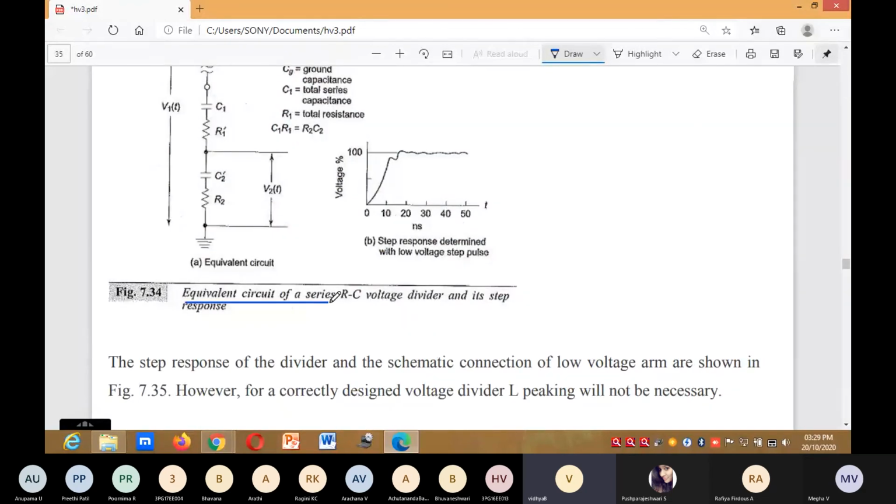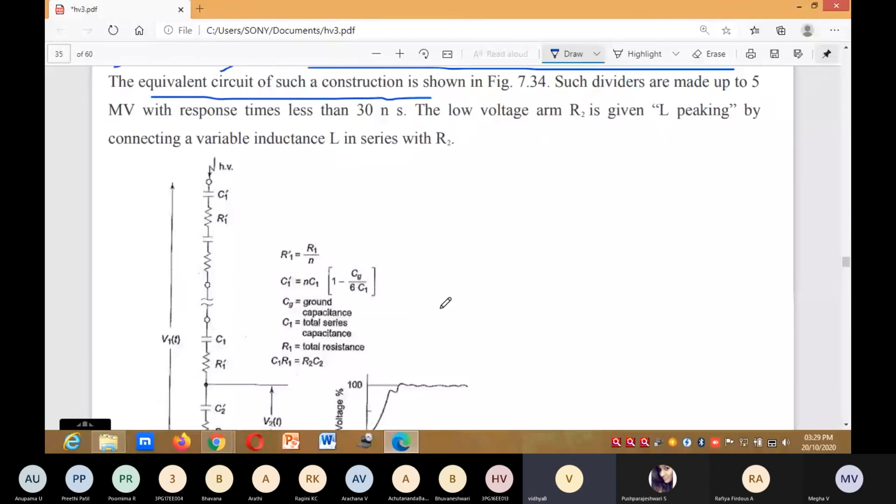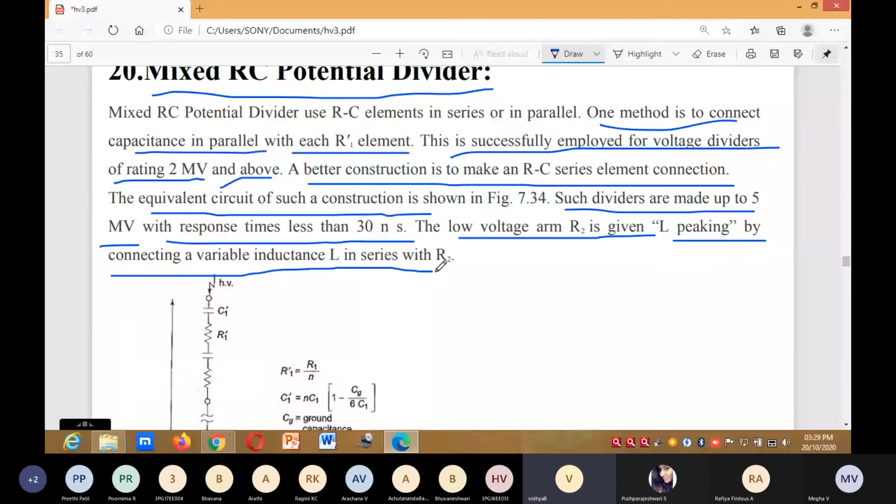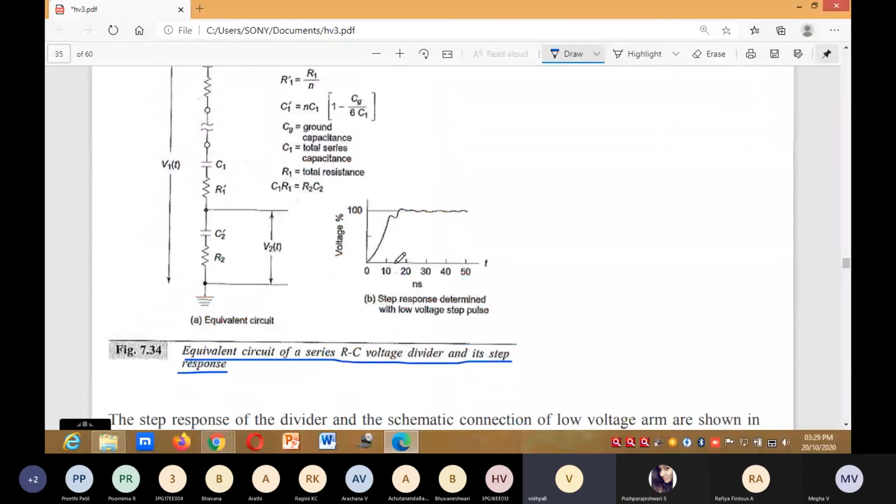This is the equivalent circuit of a series RC voltage divider and its step response. Such dividers are made up to 5 megavolt with response time less than 30 nanoseconds. The low voltage R, that is R2, is given L peaking by connecting a variable inductance L in series with R2. You can observe here.